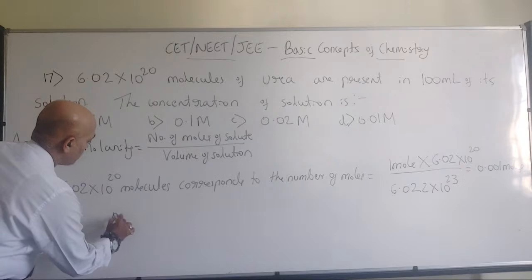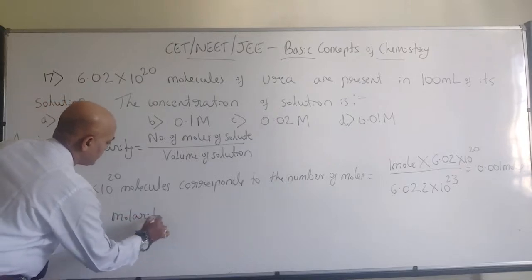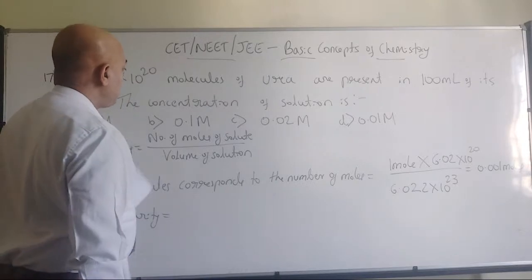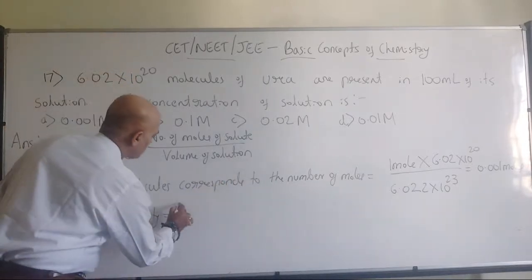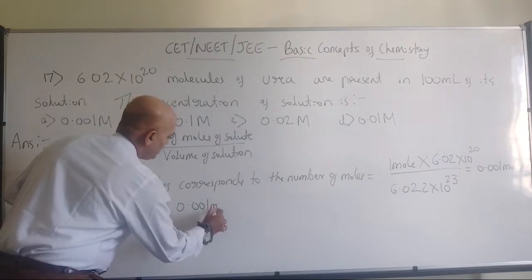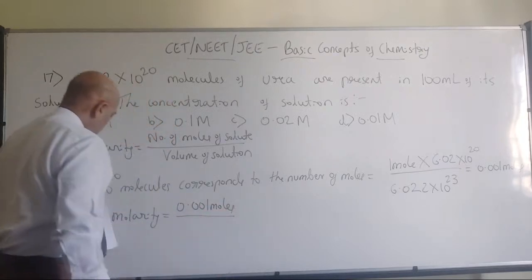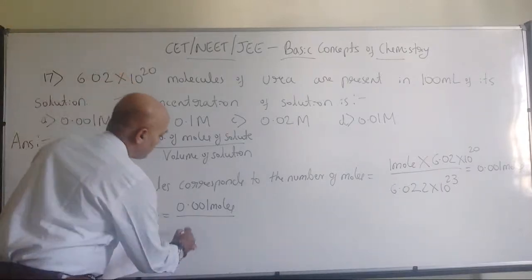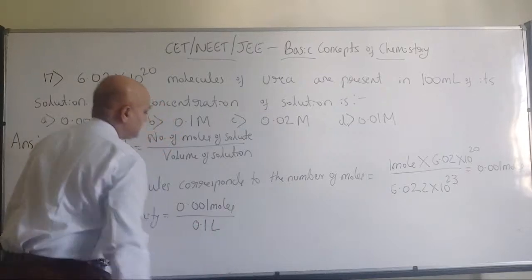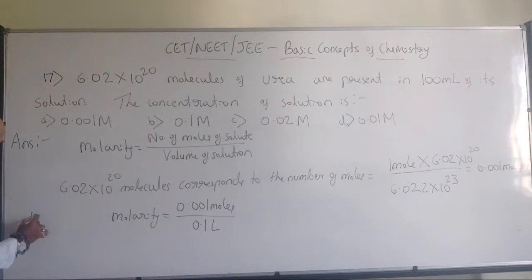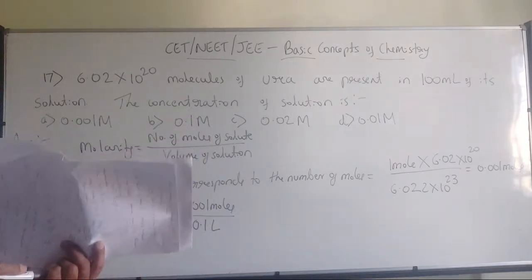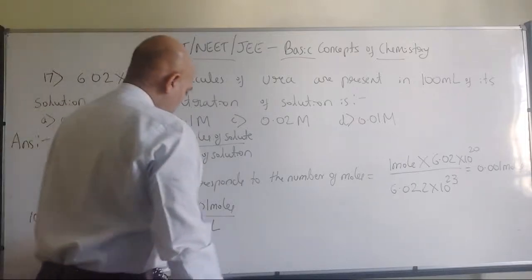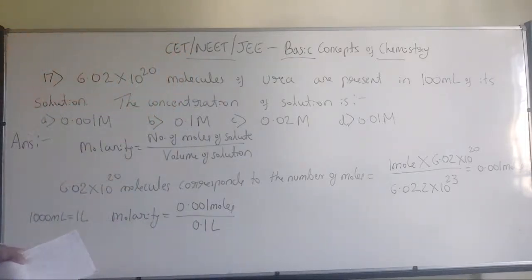So therefore, molarity is equal to number of moles of solute. How much we have got? 0.001 moles. Volume of solution in liter it should be. So they have given 100 ml. So it should be 0.1 liter because 1000 ml corresponds to 1 liter. So naturally 100 ml corresponds to 0.1 liter. Okay. So divided by 0.1 liter. Got my point?